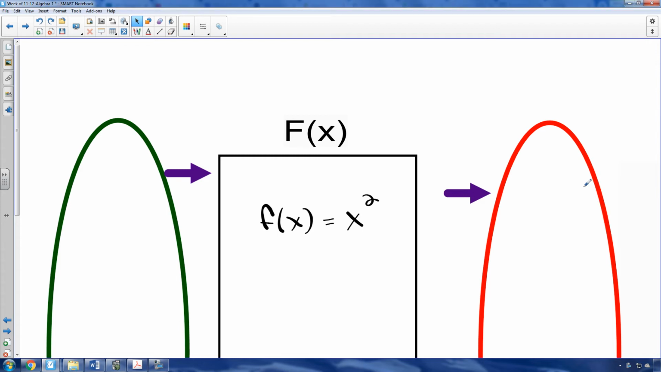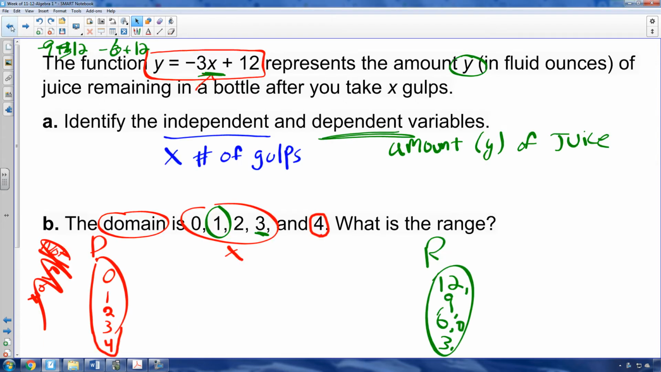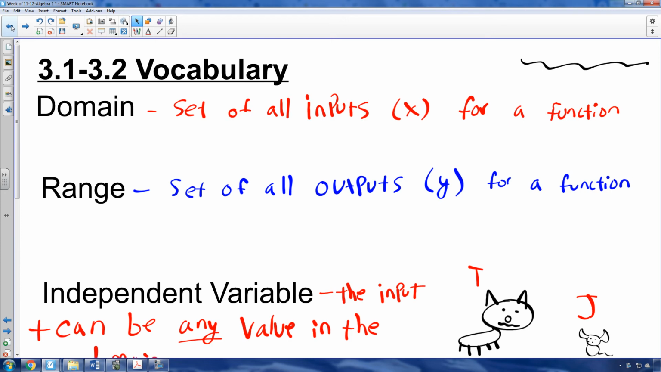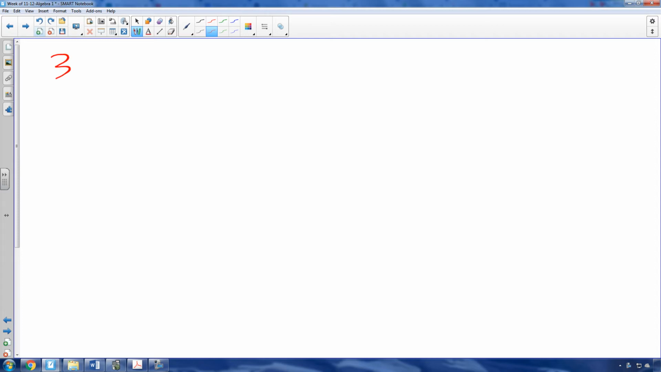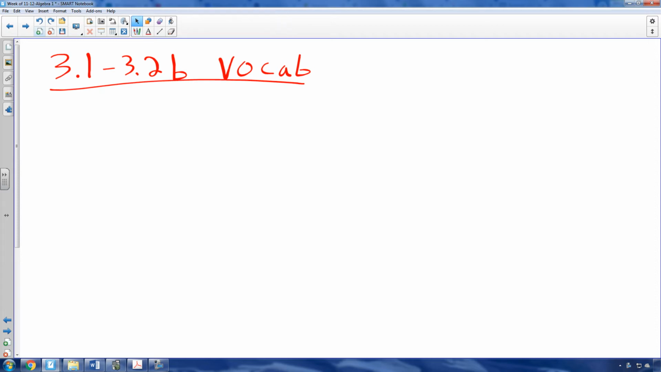All right, friends, we're going to continue these notes. I think the notes we are building off of are 3.1 to 3.2. I think we should put an A in here for usefulness because it's two videos. So 3.1 to 3.2A. Now I want to call this 3.1 to 3.2B vocab. That's what this video is going to be titled, so that's what we should be talking about.